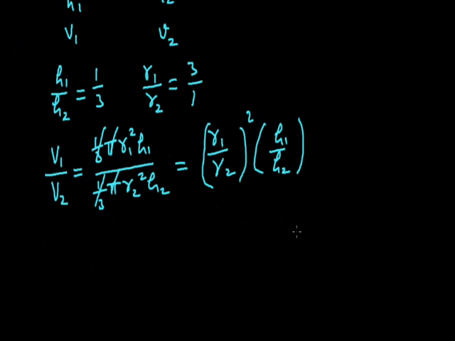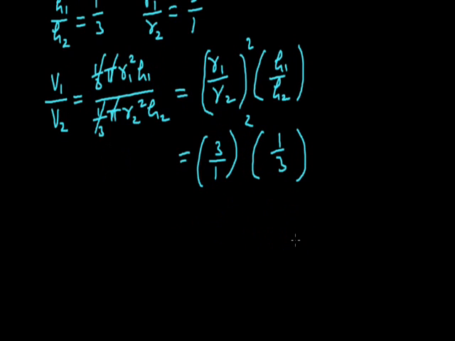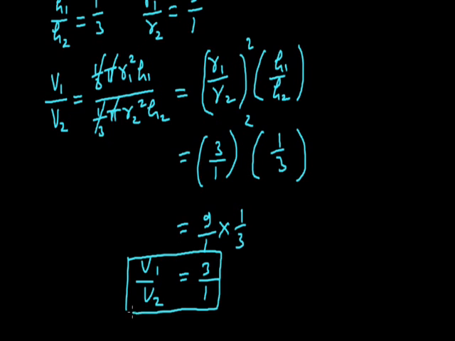Now put the values. We know that r1 upon r2 is 3/1. So in place of r1 by r2 I put 3/1 the whole square. The h1 upon h2 is 1 by 3. So 3/1 square is 9/1 into 1 by 3. What we are getting? That is 3/1. So the volume ratio is 3:1 that we have to show. So this is our solution. Now we move to the next question.